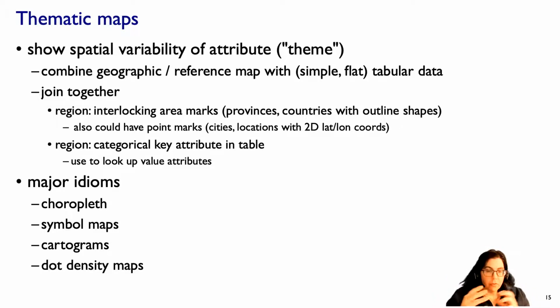attributes. So sometimes there's confusion about, well, is a region this area mark, or is it an attribute in a table? And the answer typically is it's both. And it's joining together the two of these that really gives you the power of thematic maps. So today we're going to talk about some of the major idioms for looking at thematic maps: choropleth, symbol maps, cartograms, dot density maps. So let's have a look.